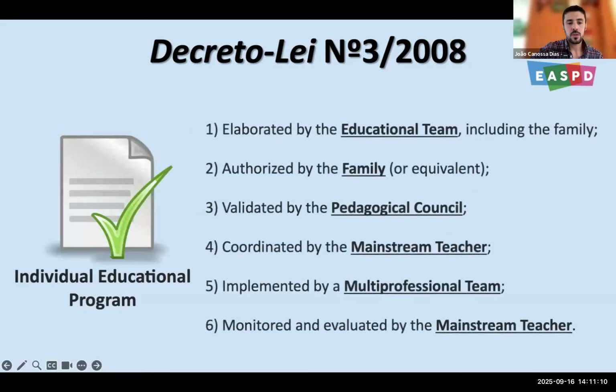based on an individual educational program. This should be elaborated by a team. The family should be part of this team. This plan will be validated by a council, a pedagogical council, and coordinated by the mainstream teacher with the support and the participation of a multi-professional team.